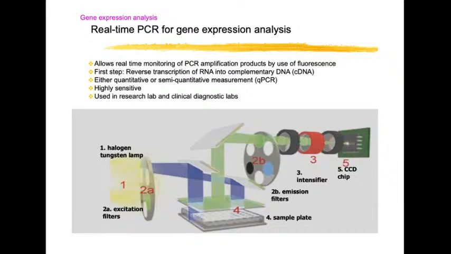So this is the halogen tungsten lamp. In the first case is the halogen tungsten lamp and its excitation filters are there. Then comes the intensifier. Then this is your sample plate downwards. Then the CCD chip is watching it afterwards.